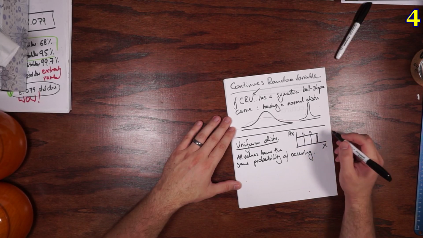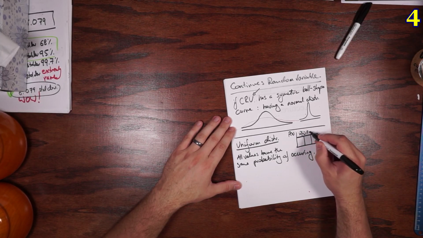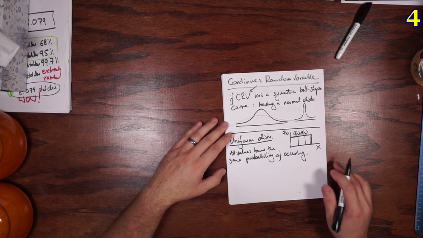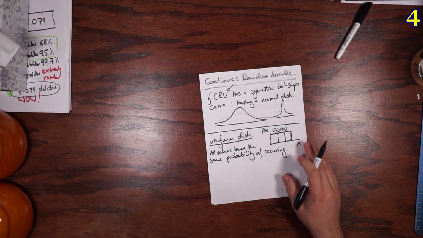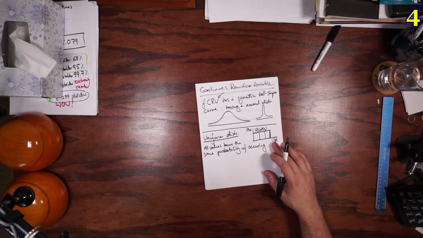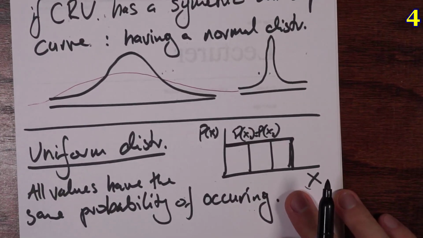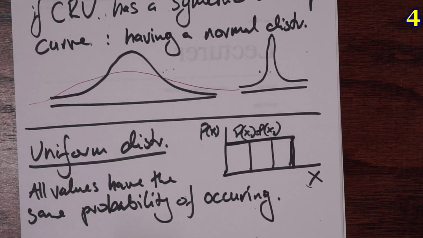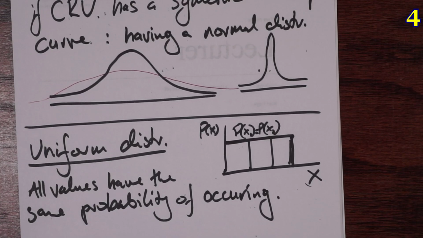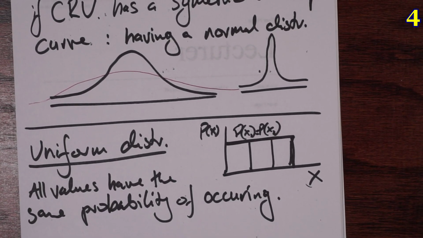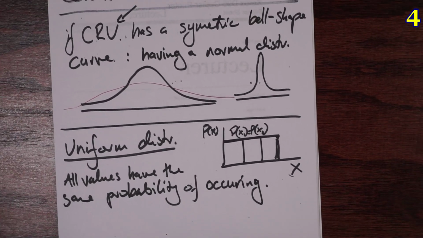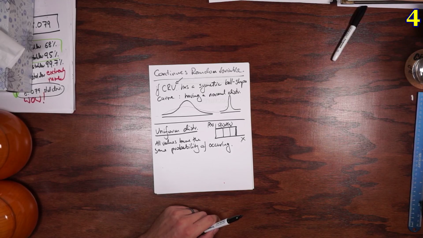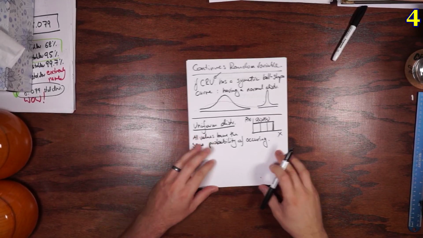Which lends itself to this shape, because regardless of which ones we pick, call them x1 and x2, the probability of the first one and the probability of the second one are equal. Oh, sorry, I drew that the wrong way. Right, so the probability of the first one equals the probability of the second one. So that's the uniform distribution. There are some cool things we can do with it.